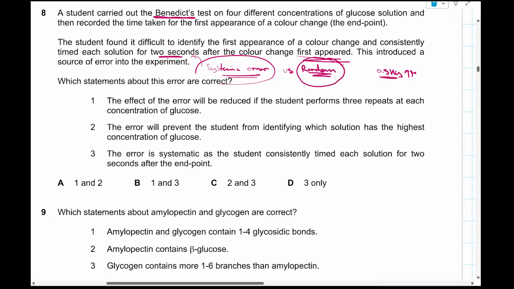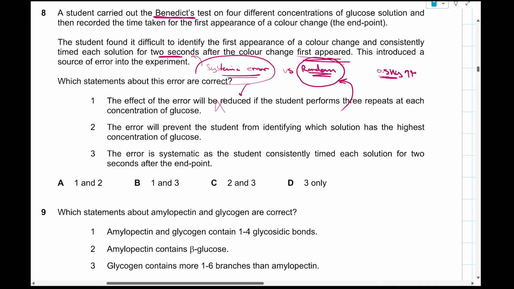Now, which statements about this error are correct? 1. The effect of the error would be reduced if the student performs 3 repeats at each concentration of glucose. So, as we just mentioned, because this is a systematic error, aka an error in the calibration, which is the student timing the solution for 2 seconds after the color change, this would not be reduced by repeating. Therefore, this is incorrect. This would be reduced in this case if this were a random error.